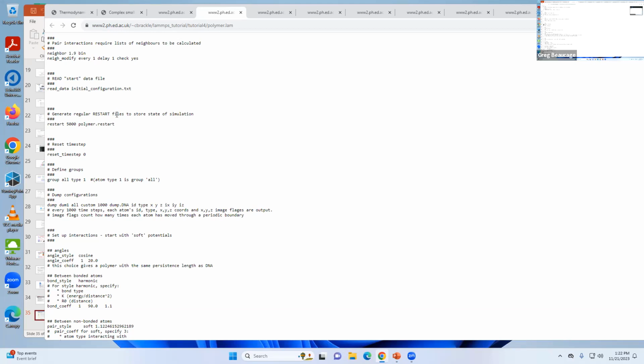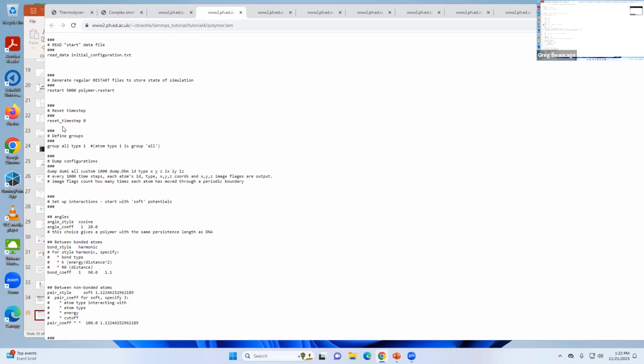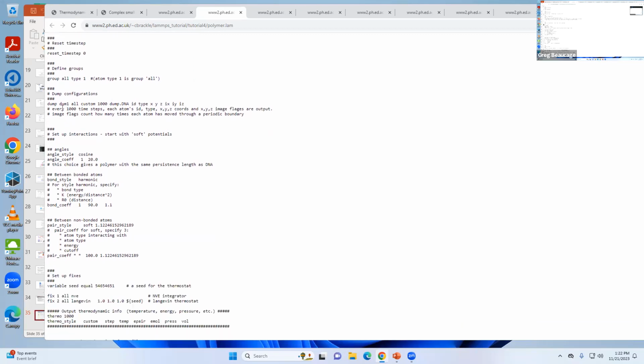So every 5,000 steps, maybe you saw something in your data and wonder what happened here. Is it possible to start from this point, modify the data, and see what you get? So every 5,000 steps it writes a restart file, and you can use that restart file to restart the simulation in the future if you want. So this is just setting the clock to 0.